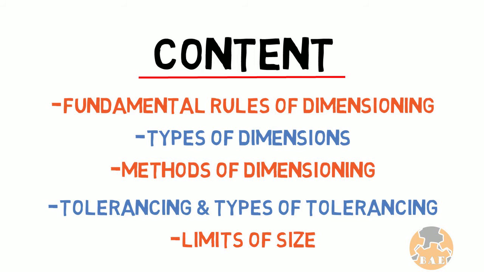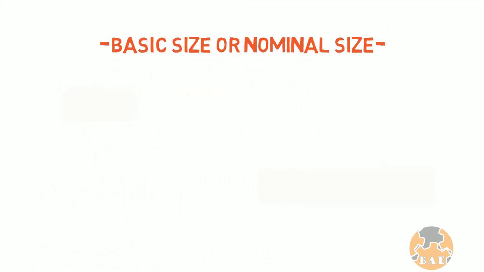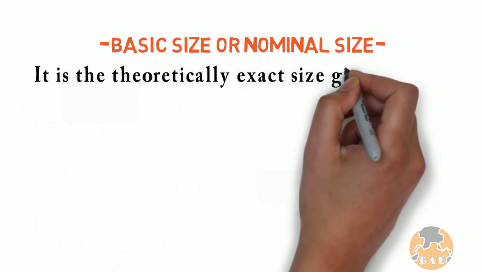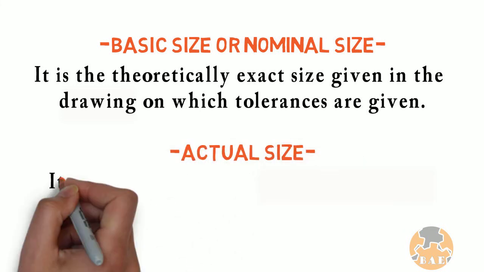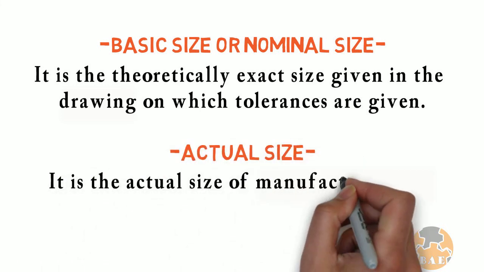Now we will move to our second part of this video, which is tolerancing. Before starting with this topic, we will see some terminologies. First one is basic size or nominal size. It is the theoretical exact size given in the design on which tolerances are given. Second one is actual size. It is the actual size of the manufactured part.